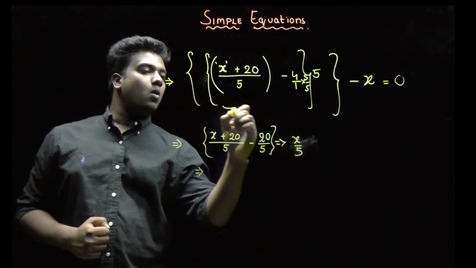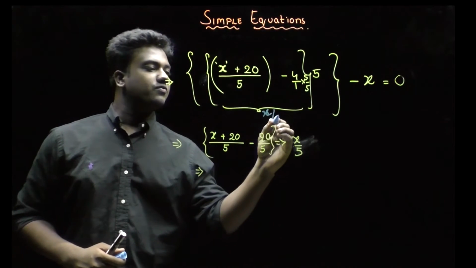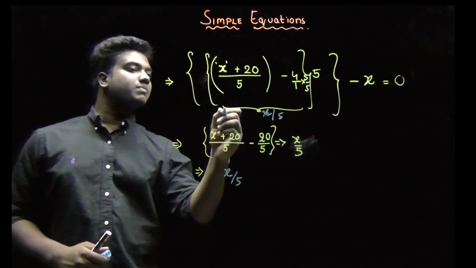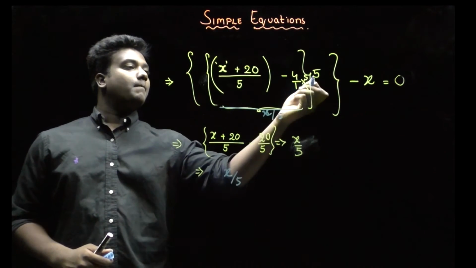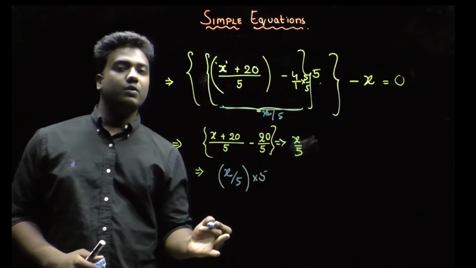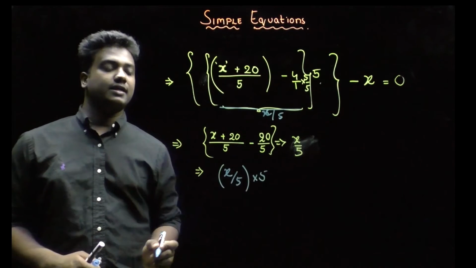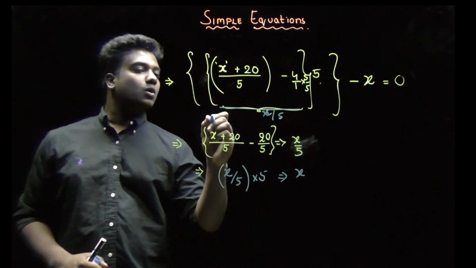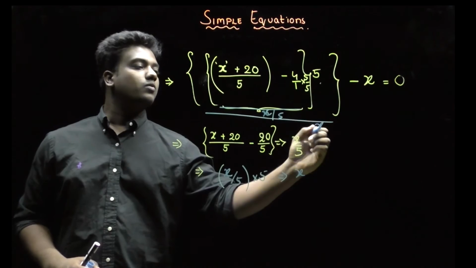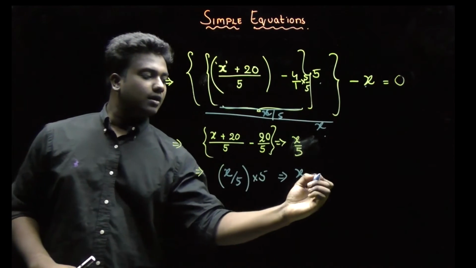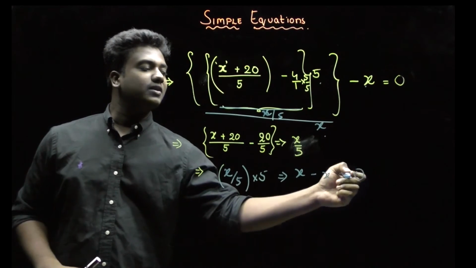Now this whole value is x/5. I am writing it as it is, x/5, and when this whole term is multiplied by 5, what will you get? The numerator and the denominator get cancelled and you will be left with x, right? And this whole term which you got is now x. When x is subtracted from it, you will get 0.